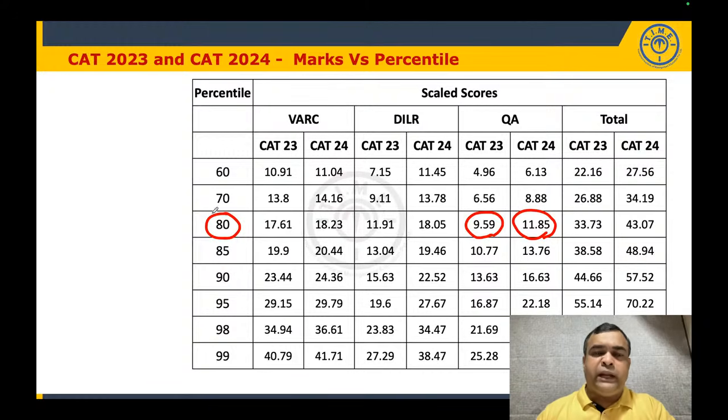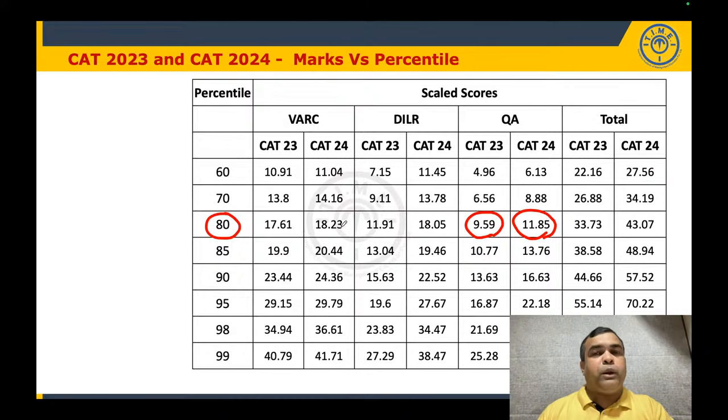Can anybody tell me? For an 80 percentile in QA, in CAT 23 just 9.59 was sufficient, but the same percentile in CAT 24 requires 11.2 to 11.85. So what is the reason behind it? Easier paper, exam was easy. Okay, there is one more reason. Paper might be a bit easy. CAT 23 exam was easy. It should be the opposite, no? CAT 24 exam was easy.